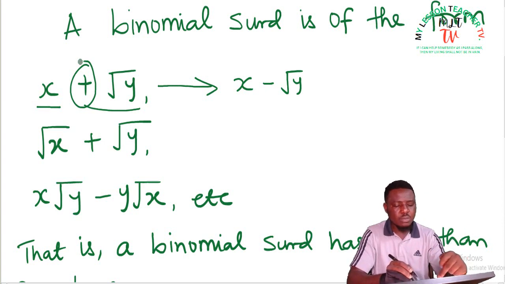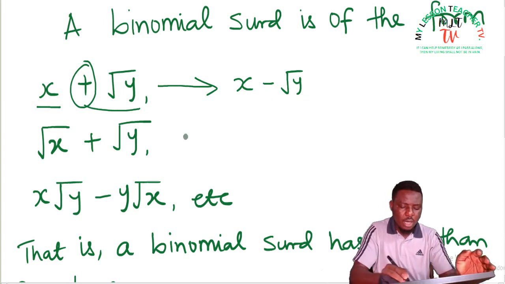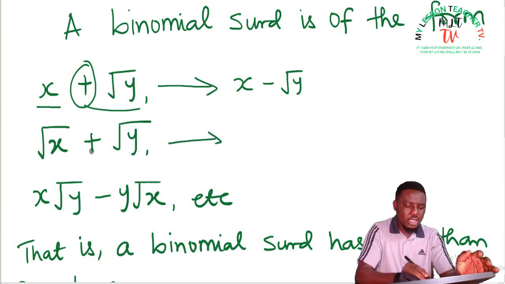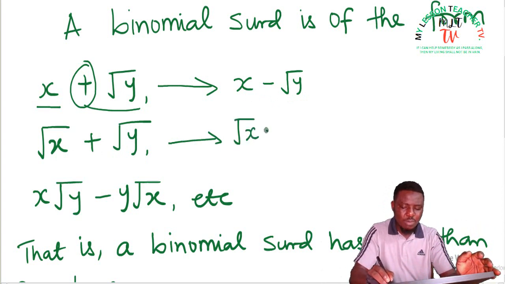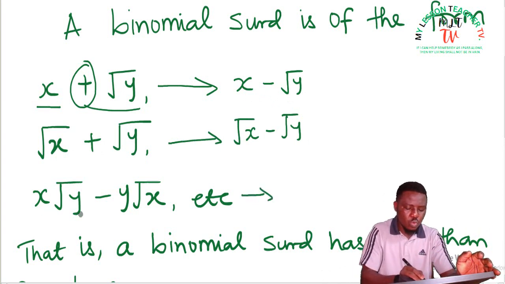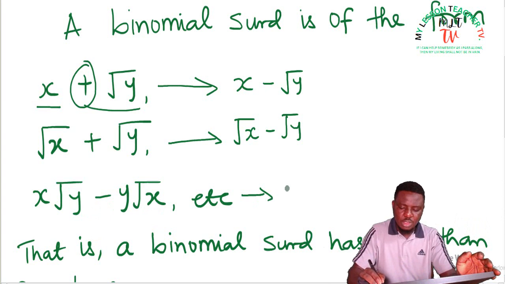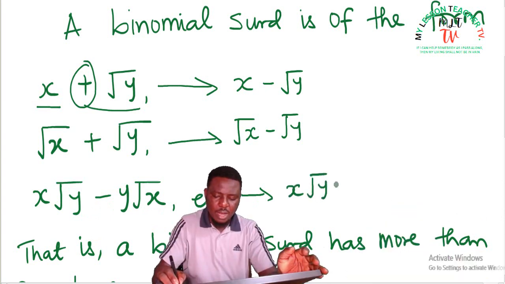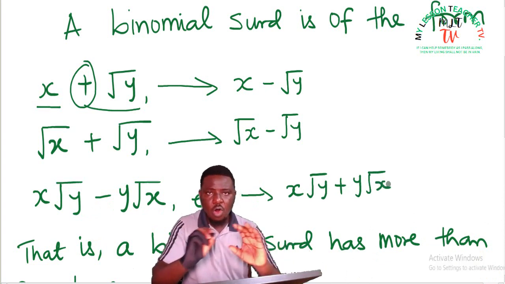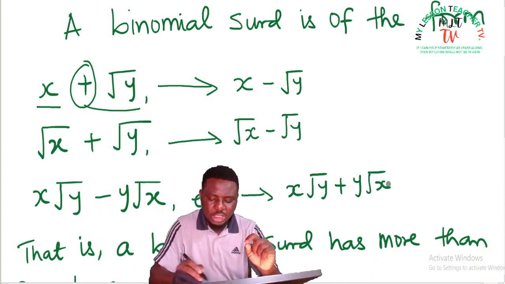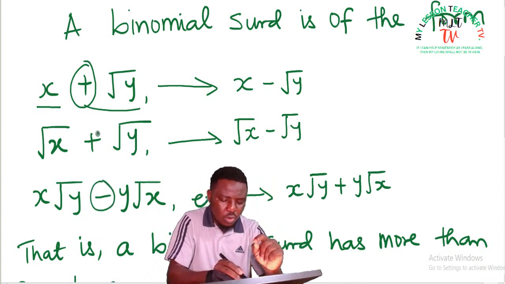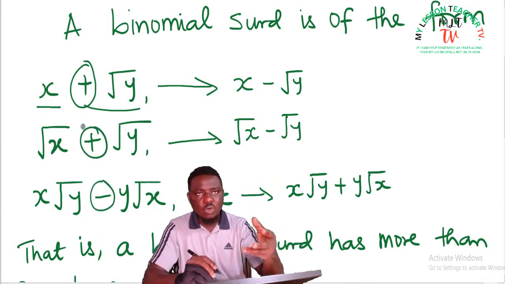For example, x plus root y, its conjugate is x minus root y, while root x plus root y, its conjugate is root x minus root y. Likewise, the conjugate of x root y minus y root x can be said to be x root y plus y root x. Remember, all you need to do is simply to change the sign of the second term, and that gives you its conjugate.